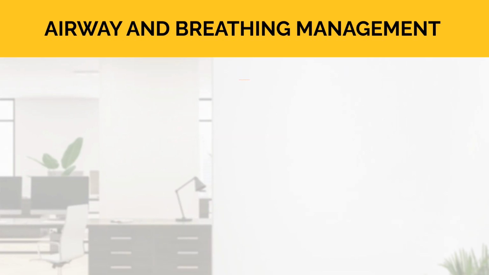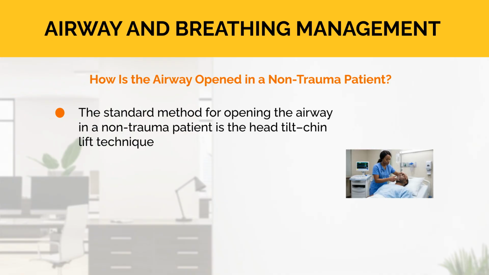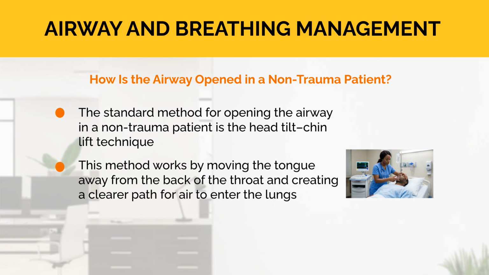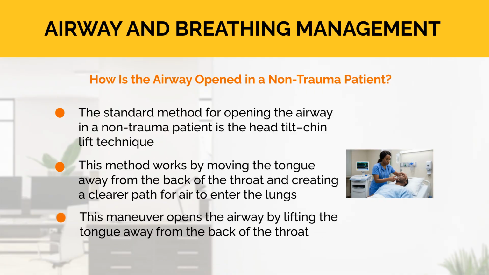Next is how the airway is opened in a non-trauma patient. The standard method for opening the airway in a non-trauma patient is the head tilt chin lift technique. This method works by moving the tongue away from the back of the throat and creating a clearer path for air to enter the lungs. This maneuver opens the airway by lifting the tongue away from the back of the throat.